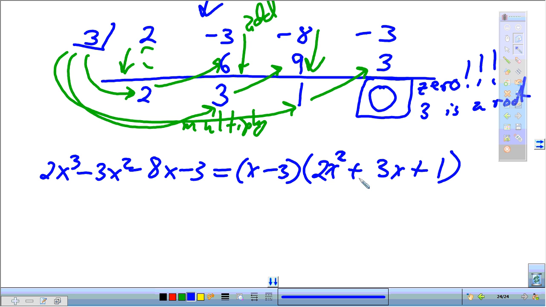At this point we could factor further, because now I have this quadratic 2x squared plus 3x plus 1, and then I could possibly factor that.